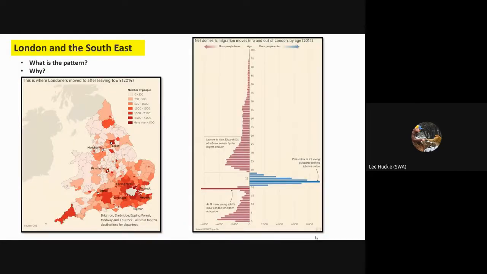And then you explored these two data sets. One is a choropleth map, which shows where Londoners moved to after leaving London itself. Choropleth map, obviously the darker red in this case is where you've got more people. And the graph on the right is showing net domestic migration moves into and out of London again by age. Go back to your notes on this because there's some key reasonings for different age groups as to why people move in and why certain people move out.